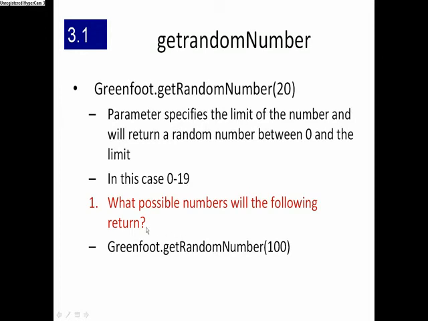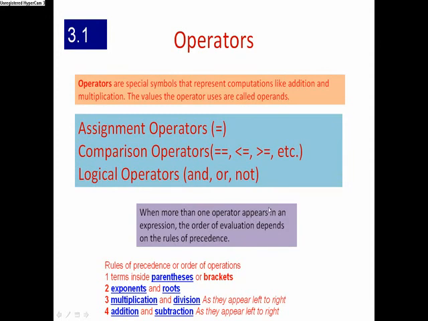All right, so here's the question. Write this down. What possible numbers will the following return? Greenfoot.getRandomNumber(100). What are the possibilities? And I'll quiz you on that in class.